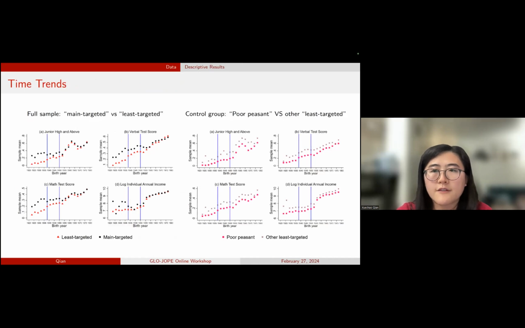Here is a more descriptive version of the result, or the story. What I'm showing is that if we look at the treatment and control groups, that is, the targeted and the least targeted, which is the control group, we can see that the advantage in human capital outcomes persists for the cohorts without early life exposure, but then the gap disappears. However, if we look at the two classes coming from the control group, like the poor farmers versus other least targeted groups, their gaps persist.